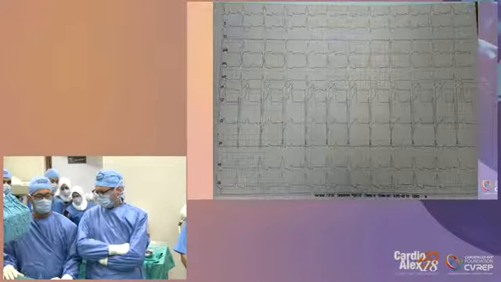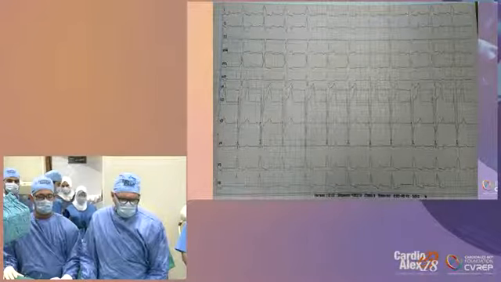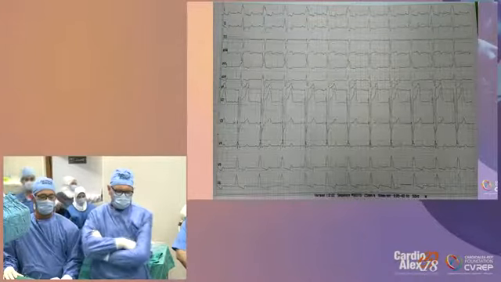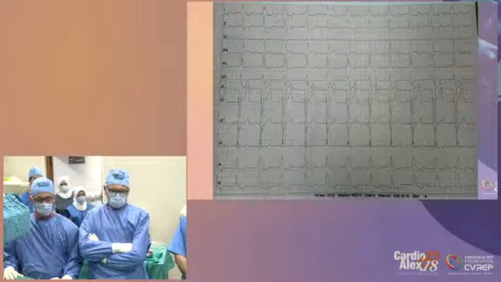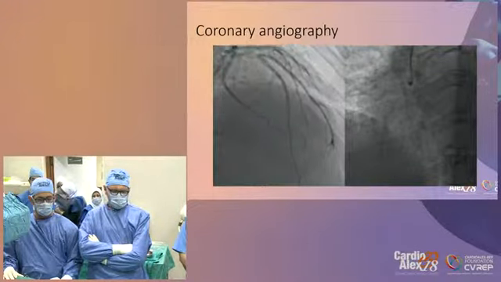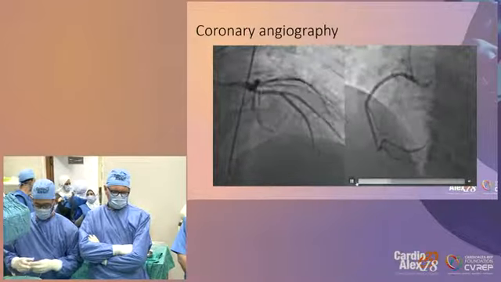Next. This is the ECG of the patient showing complete left bundle branch block. Next. And this is the patient's coronary angiography revealing normal coronaries.